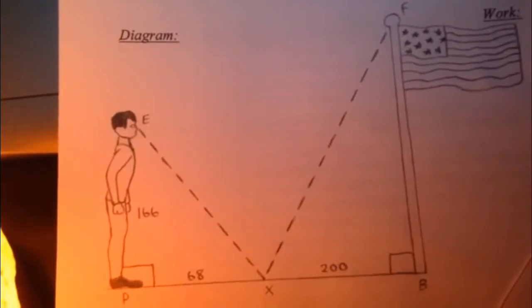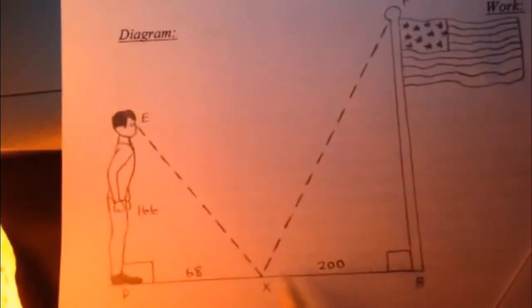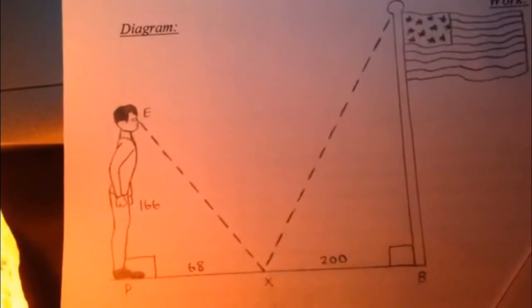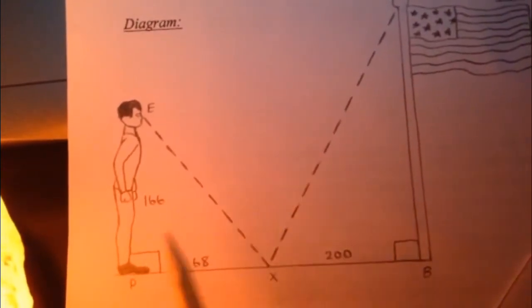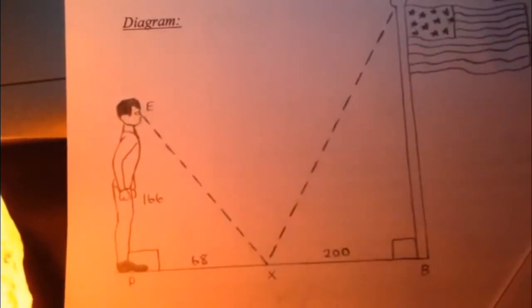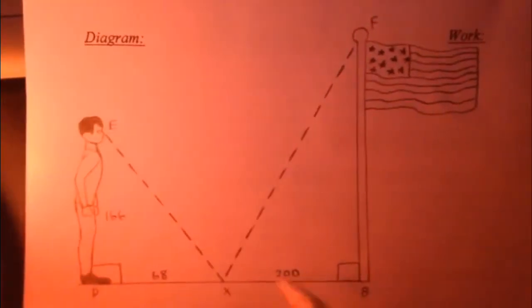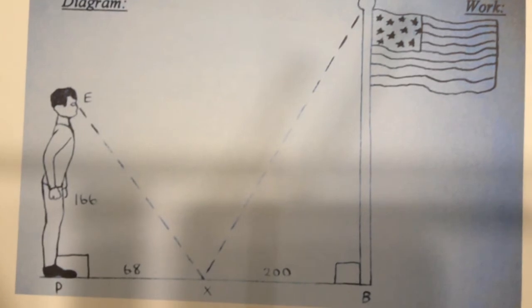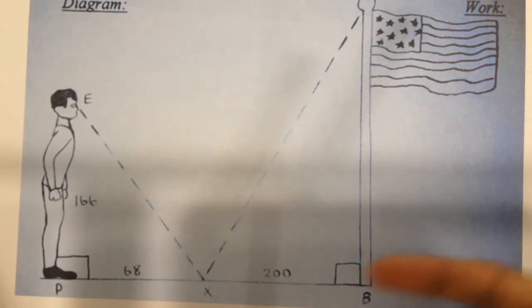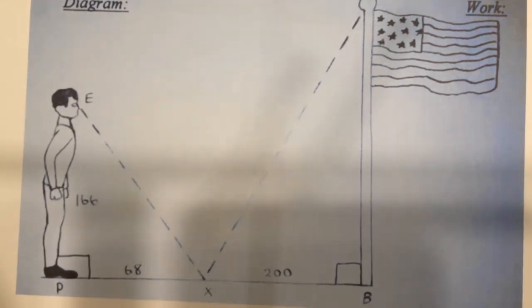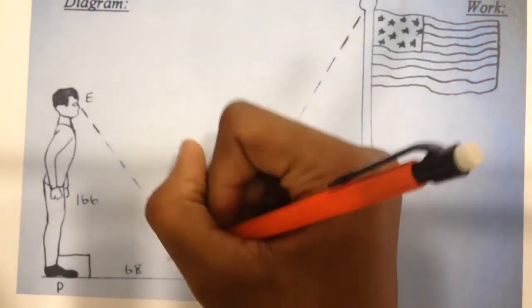We measured the distance in centimeters from the flagpole to the mirror, which is BX, the distance from my feet to the mirror, which is PX, and my eye level, which is EP. Here are those measurements in centimeters. They are also right triangles because the person and the pole stand perpendicular to the flat ground, as you can see here. As we said before, because the mirror bounces off at the same angle, these angles are equal.